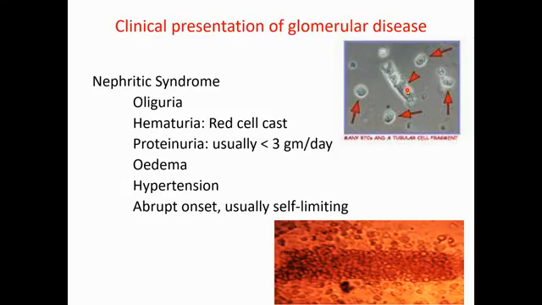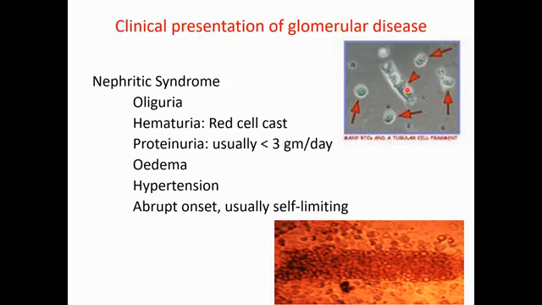Another presentation is the nephritic syndrome. The nephritic syndrome is the acute presentation. Usually we say the acute glomerulonephritis. It usually occurs in post-streptococcal glomerulonephritis. The patient is usually oliguric. The patient has hematuria, that means blood in the urine.